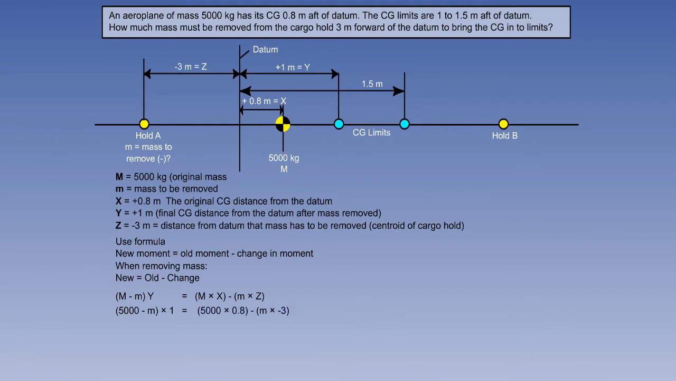On the right of the equation, in brackets, multiply big M, 5,000, by the original centre of gravity x, 0.8, and then minus, in brackets, little m, multiplied by distance mass to be removed, z, minus 3. Multiplying the brackets on the left of the equation gives 5,000 minus 1 little m, and on the right side gives 4,000 plus 3 little m. Note, multiplying the two minus signs on the right-hand side produces a plus.